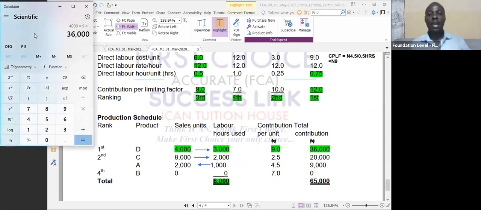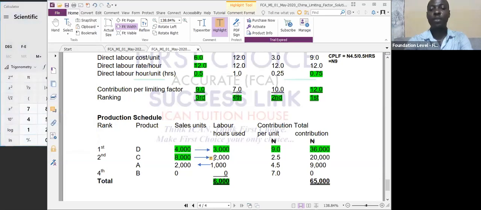So 8,000 units, how many hours do we take to do 1 unit? The question says here, C uses 0.25 hours to do 1 unit. So you multiply by 0.25. When you multiply by 0.25, you have 2,000 hours. So that informs your 8,000 units giving you 2,000 hours. So can you see my arrow pointing from left to right? Left to right. So you're moving from the left to the right. 2,000 hours is going to be used.